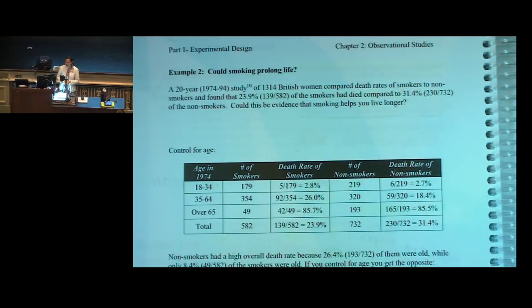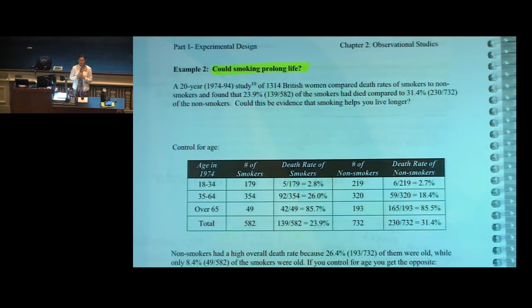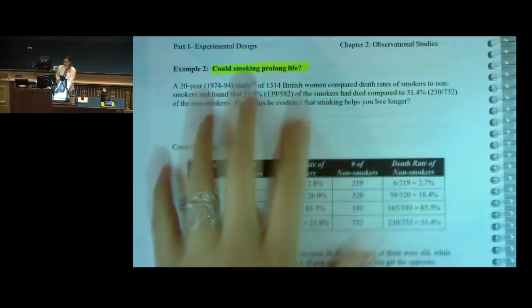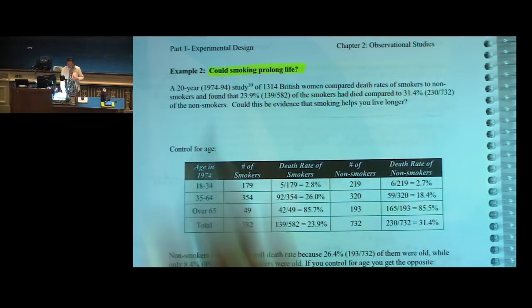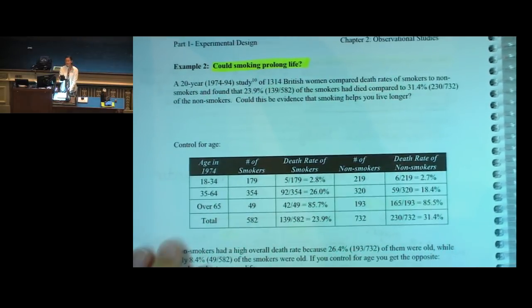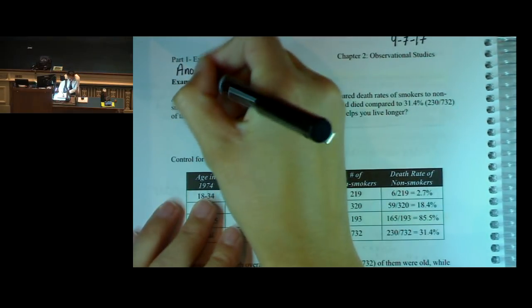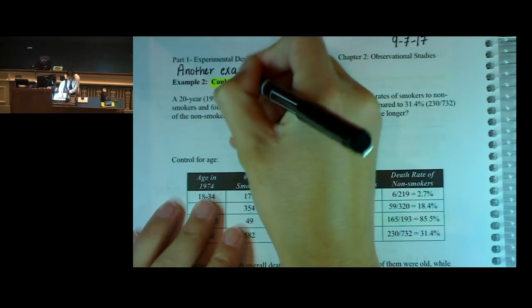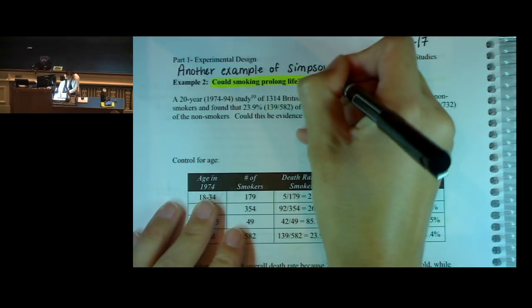This one we already did. It says, number 2, could smoking prolong life? And just reading this, we all know smoking does not prolong your life. So if you see an article that has a weird title, that is kind of a clue. Okay, I know this has got to be an observational study, and there's probably a confounder, because we know the opposite is actually true. So this is, again, just another example of Simpson's paradox.